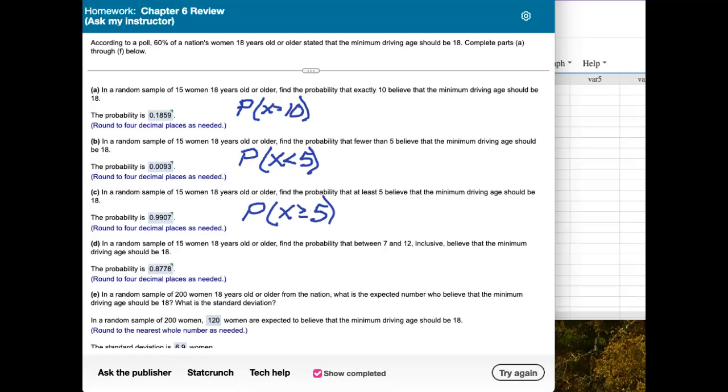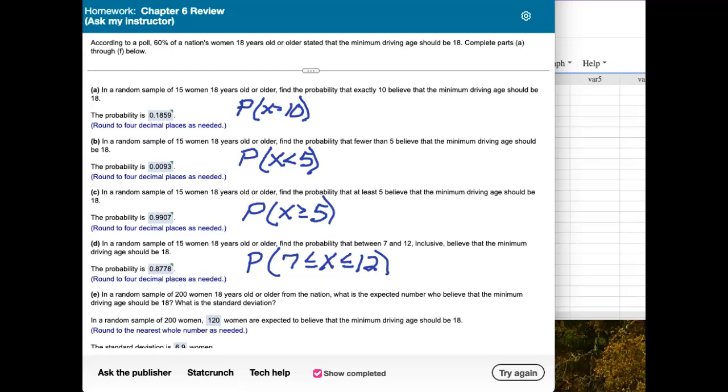And then for part D, we're looking at the probability that the minimum driving age should be 18. This is going to be between 7 and 12 out of those 15 women that were in the sample. So this is 7, and it says inclusive, so 7 less than or equal to x, less than or equal to 12.